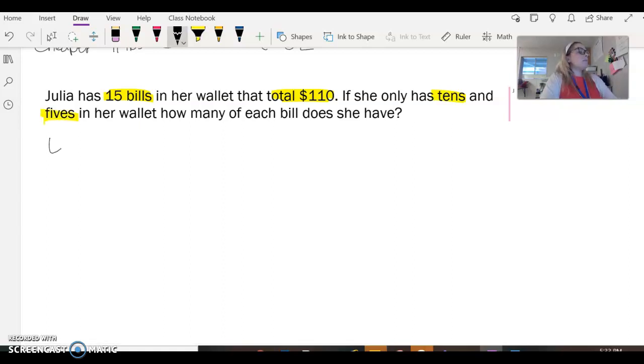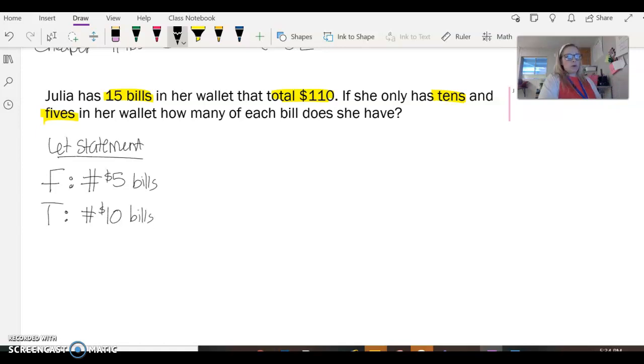All right, so I'm going to go ahead and make my Let statement. And I'm going to let the letter F represent the number of $5 bills. And I'm going to use the capital T to represent the number of $10 bills, because I'm not wondering how much it is of the 10. I just need to know how many she has. All right, so for example, if she had 3 5s and 2 10s, that would be a total of 5 bills, right?